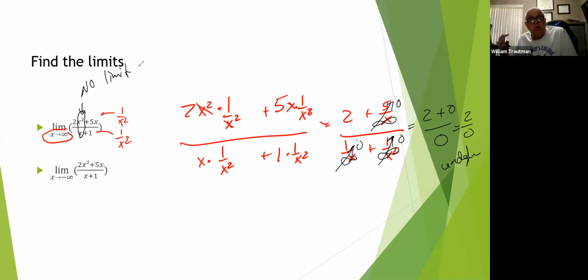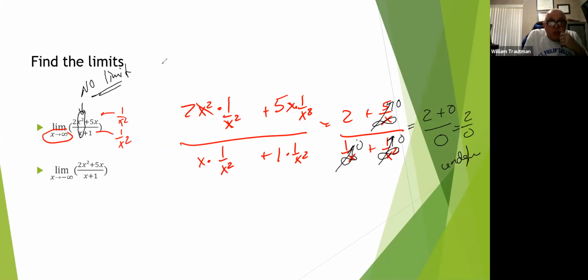If the power on top is larger, we can say there's no limit. I keep on saying no limits, the same thing as no asymptotes. But in reality, if we look at this, there is a limit here. If we're not saying that there's no infinite limits, there are limits. So you could say no limit, but that's not going to be one of your choices for multiple choice.